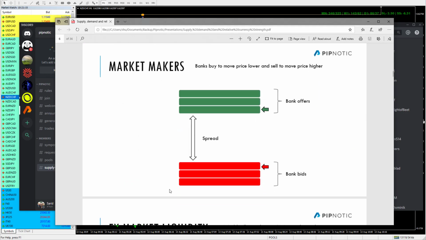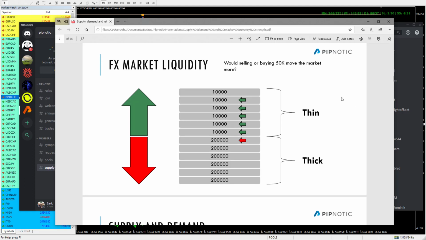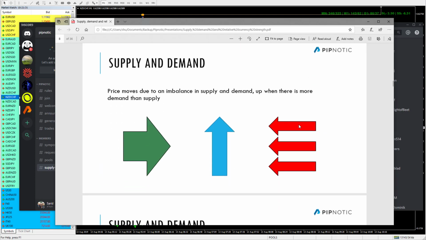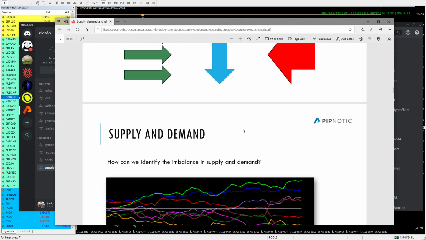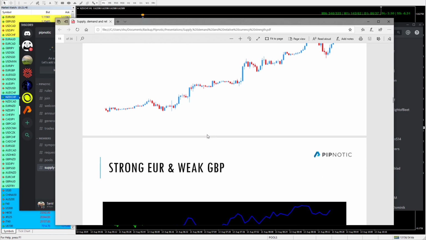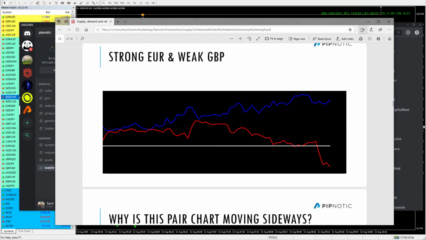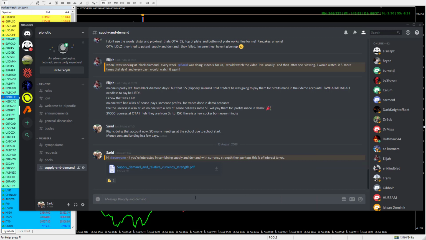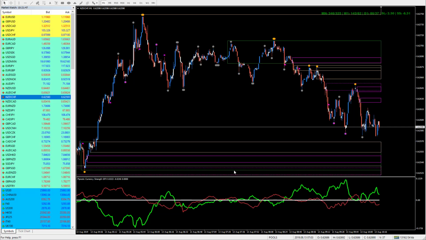It talks a little bit about the distribution of liquidity and why banks are buying to drive price lower, which sounds a little bit counterintuitive. And here we have discussions about the thin side of the market and the thick side of the market, which is really interesting, especially in relation to currency strength. So there's a lot of information here that you might find interesting, and I put that in there, and feel free to have a look and share it with anyone who may have any interest in looking at it. Okay, cool. I just want to make this a really short and sweet video.